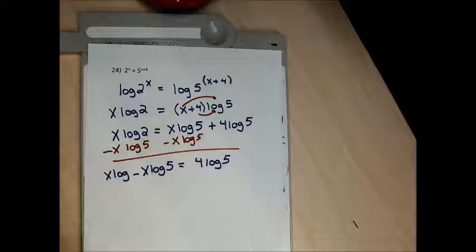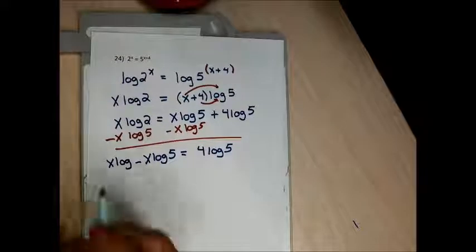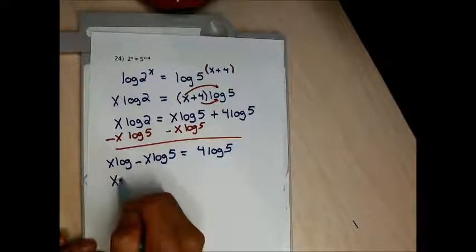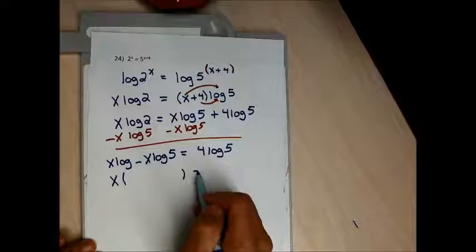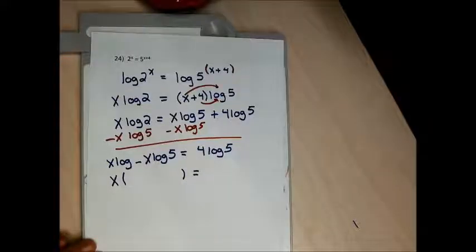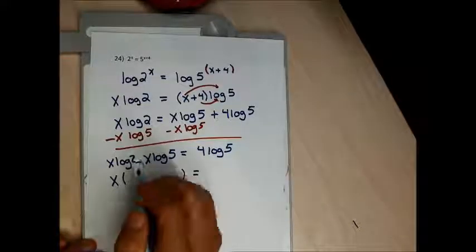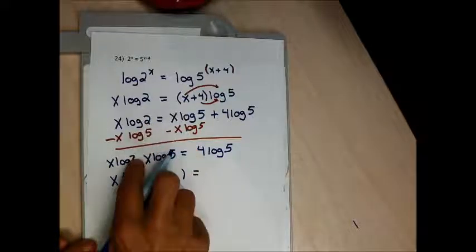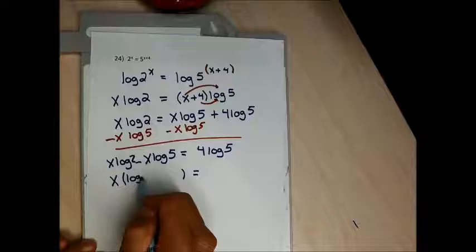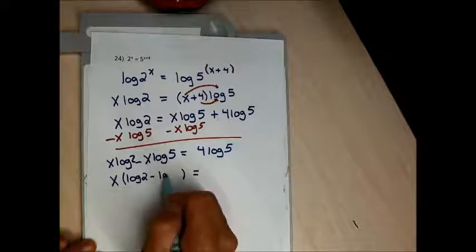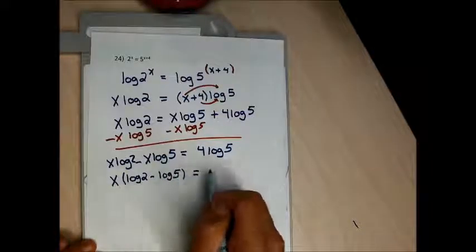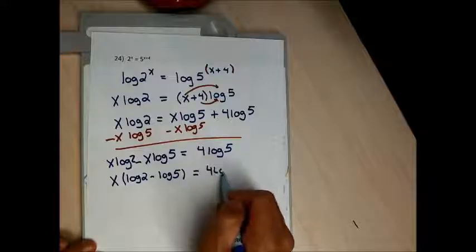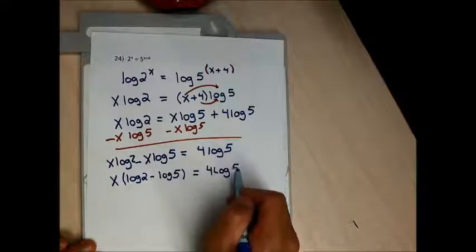Now on the left side, I'm going to treat the x as a common factor and do a greatest common factor factoring. So I'm going to factor out a common factor of an x on the left-hand side. Forgot to write the 2 here. And what you're going to be left with is the log of 2, which is that 2 that I forgot to write, minus the log of 5. On the right-hand side, I'm just going to leave that for this step, 4 log of 5.